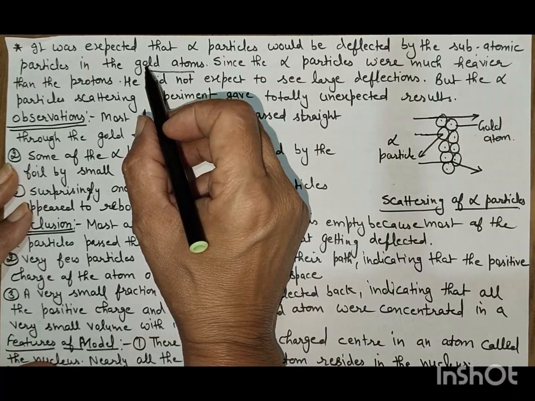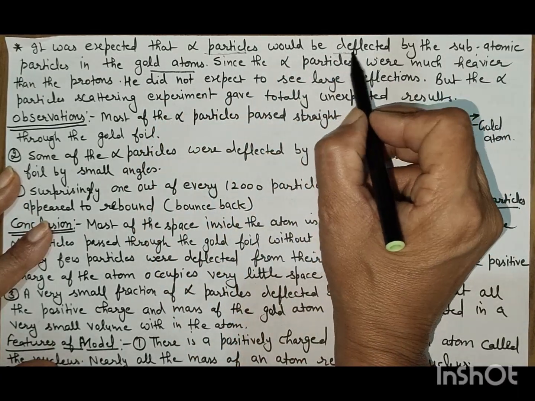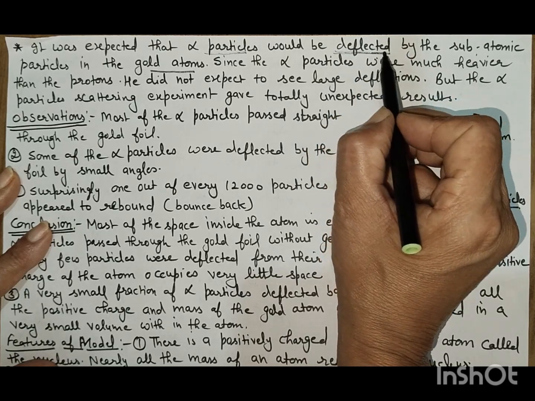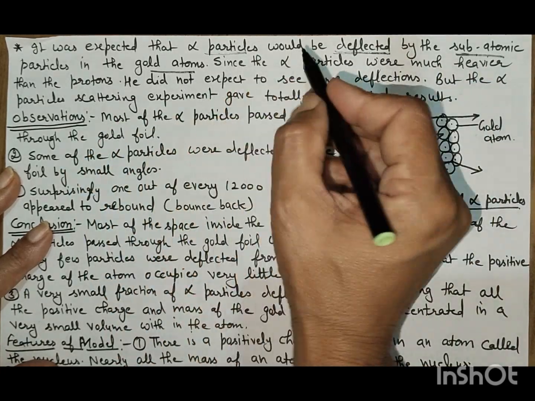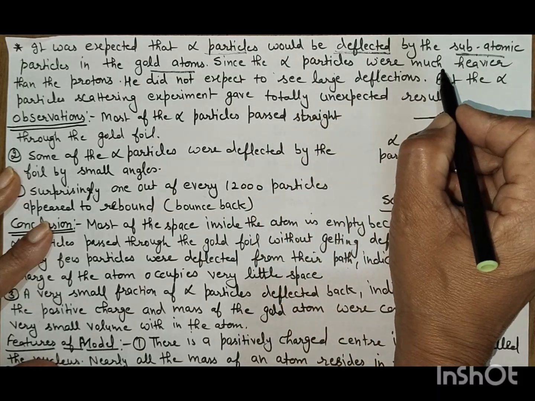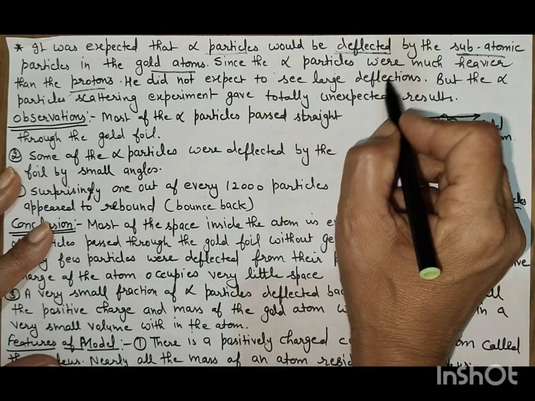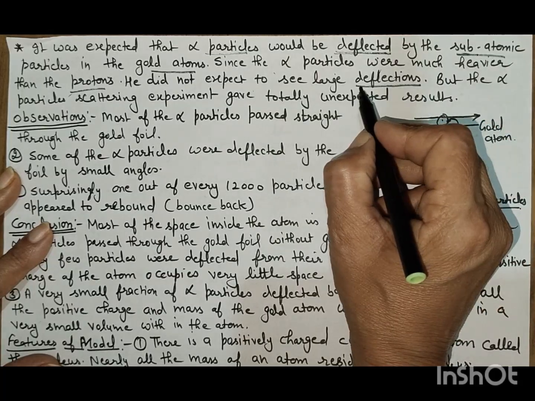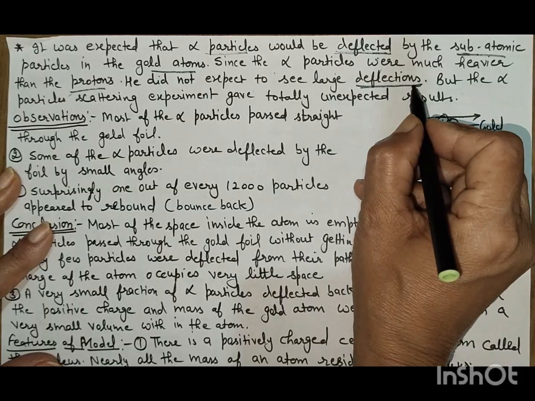What was expected? That alpha particle would be deflected by the subatomic particle in the gold atom. Since the alpha particles were much heavier than the protons, he did not expect to see large deflection. There must be deflection to some extent but not large deflection.